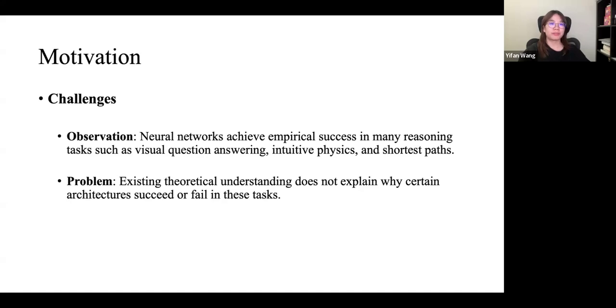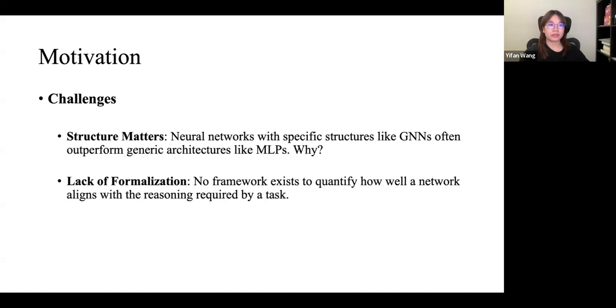For instance, graph neural networks often outperform MLPs in relational tasks, but we don't fully understand why this is the case. And this gap encourages us to create some theoretical understanding about reasoning.